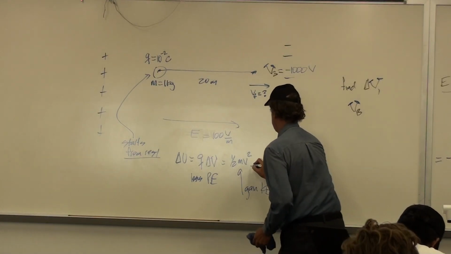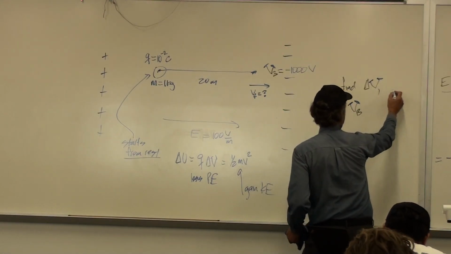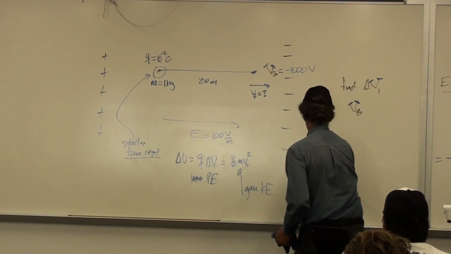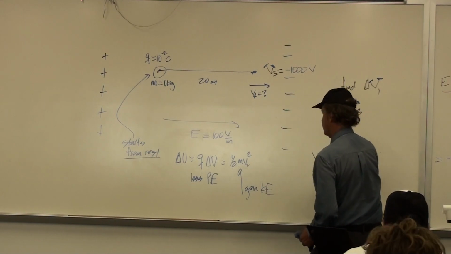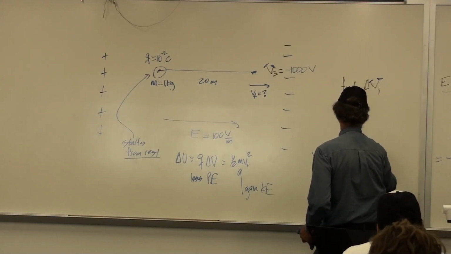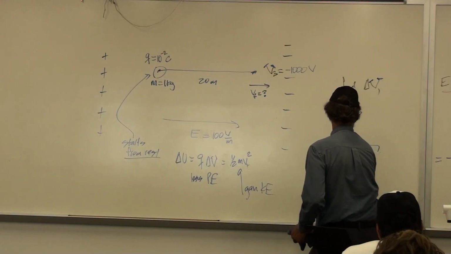That'll give me V here, between B and A, so this is B. It's okay to call that B. So that's going to be the square root of 2Q delta V over m.